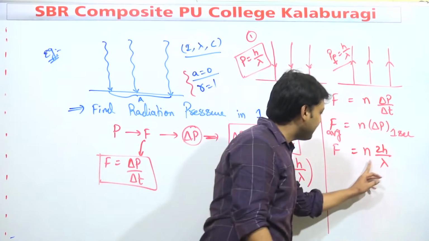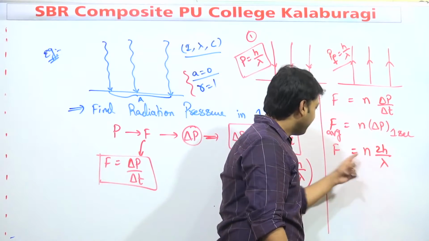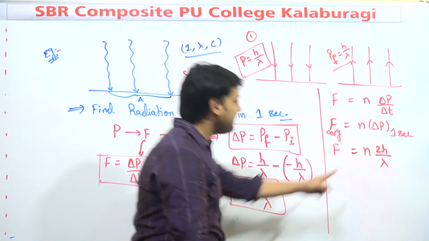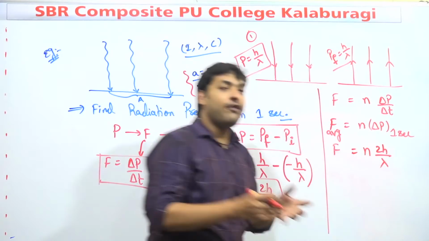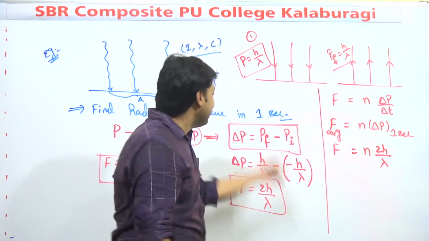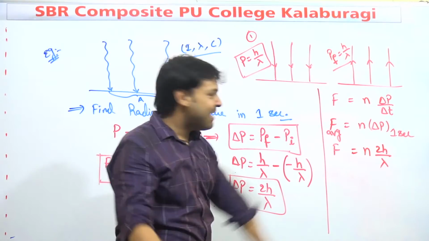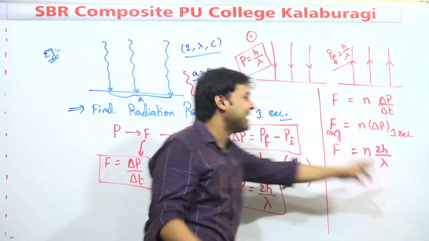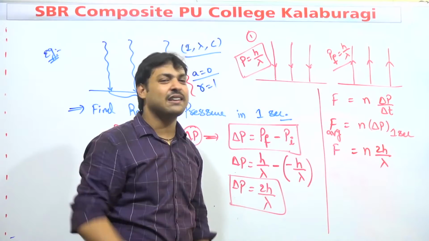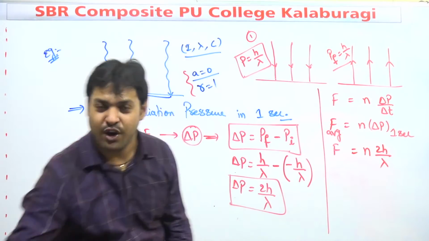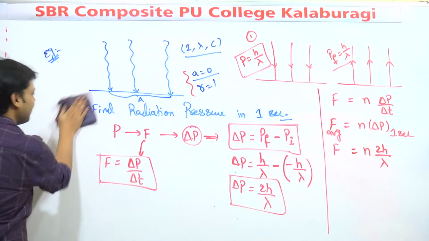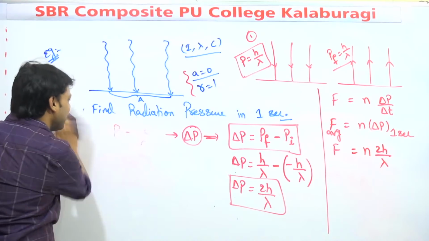So n times of 2h by lambda is equal to force. Now what is this n? Number of photons striking in this time. That we already calculated. We know how to calculate. Yes or no? So calculate here. Tell me the value. Tell yourself.